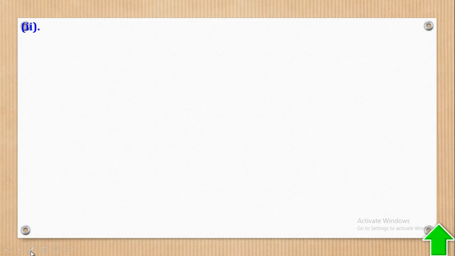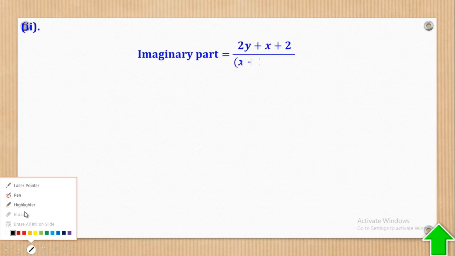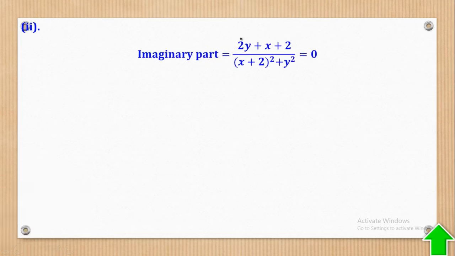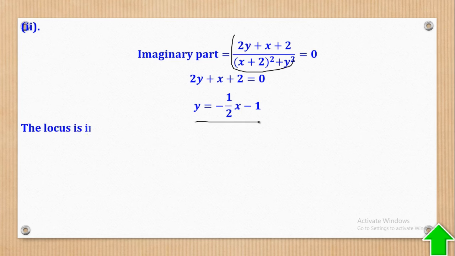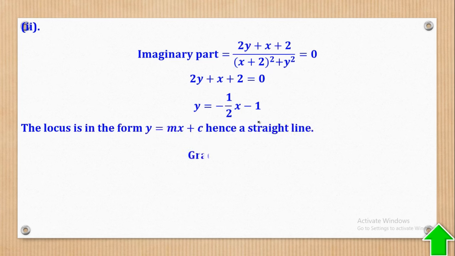So what you're going to do, you will extract out your imaginary part and equate it to 0. Then cross multiply and rearrange to get the equation of a line. So you have shown that the locus is a straight line. They also wanted the gradient. Gradient will be this, which is that, and that's all.